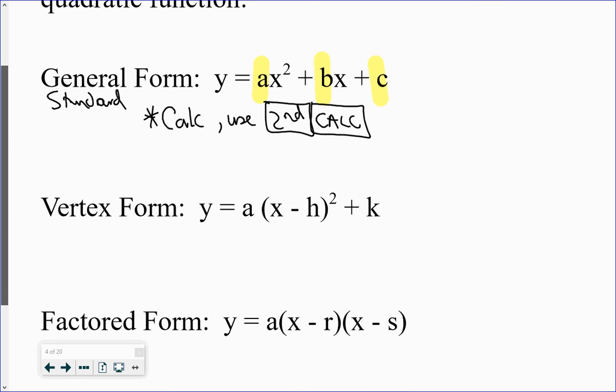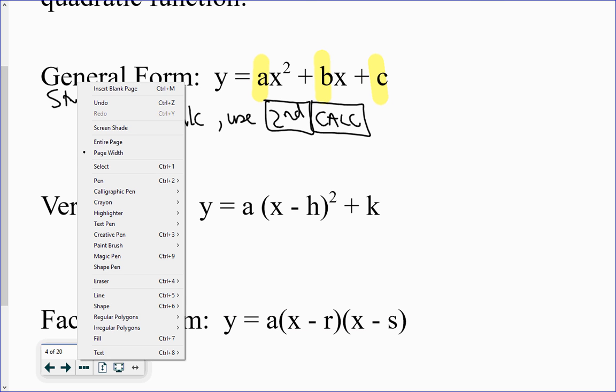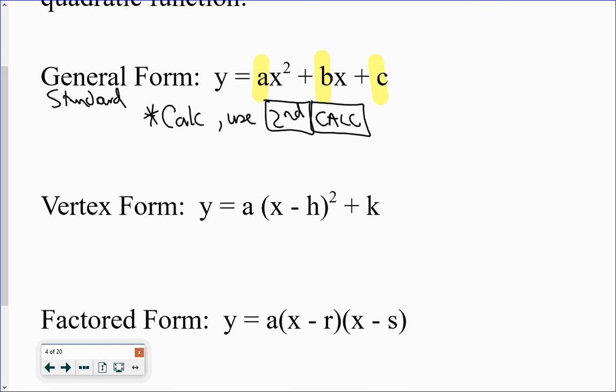For vertex form, it's called vertex form because it helps us find the vertex. So a, h, and k are going to be the numbers. We learned some patterns. We learned that when we went plus k, the graph moved up. When we went minus k, the graph moved down. When we went x minus h, the graph moved right. When we went x plus h, the graph moved left.